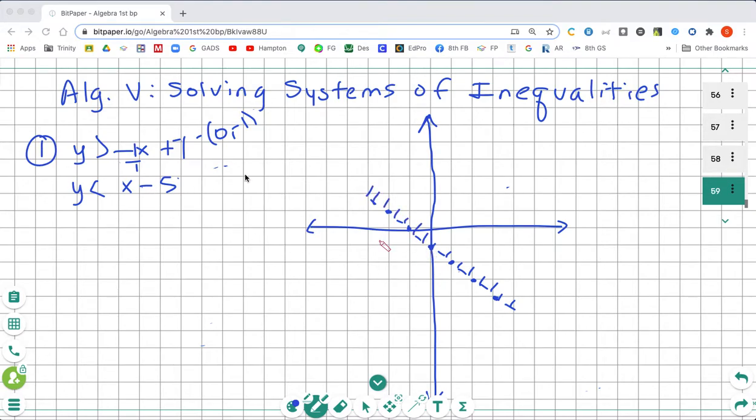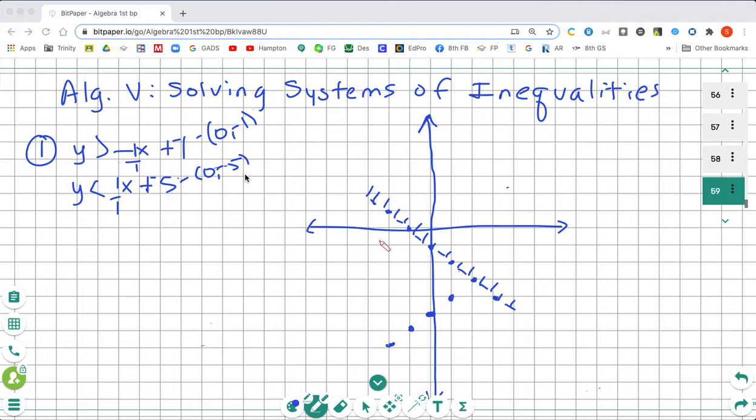Now we're going to find our next starting point, which is going to be 0, -5, and our slope is 1/1. So 0, -5, up 1 to the right 1, up 1 to the right 1, down 1 to the left 1, down 1 to the left 1.